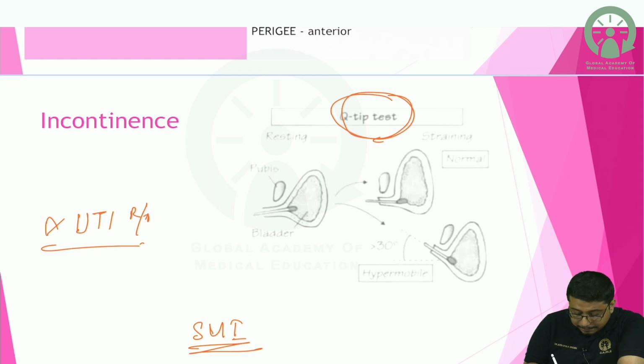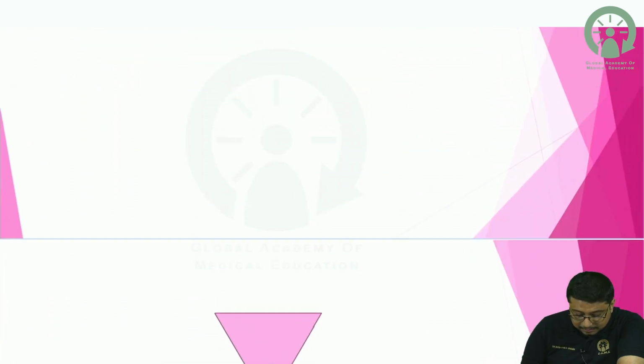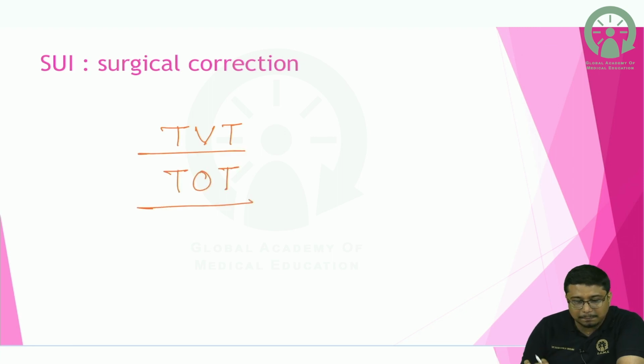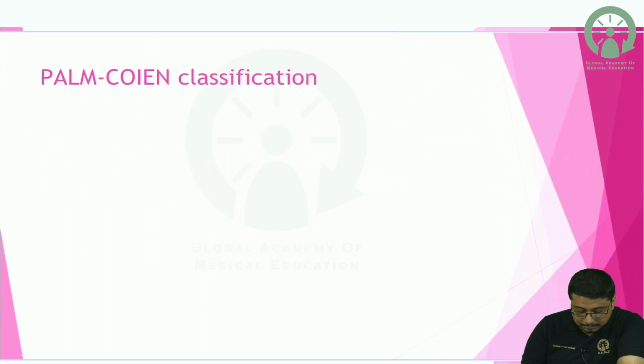And basically what happens is, in the normal condition, the urethra should be like this. If the urethra is like this, then it starts dripping. So our job is to surgically sling this urethra back in its normal position, preventing the hypermobility, right? So that surgical correction is done by two particular surgeries: the transvaginal taping and transobturator taping. These are the surgical correction of SUI or stress urinary incontinence.